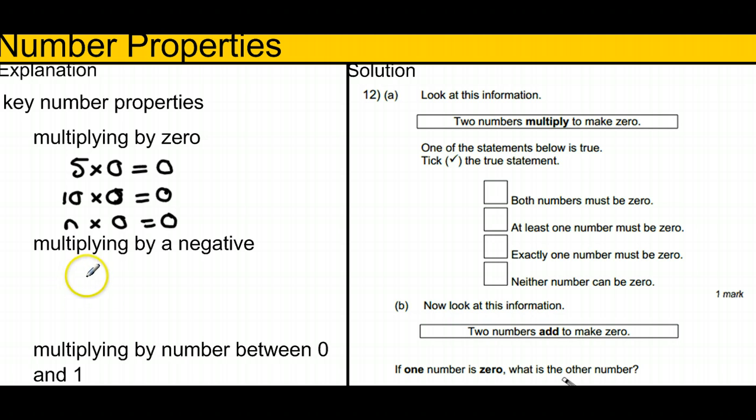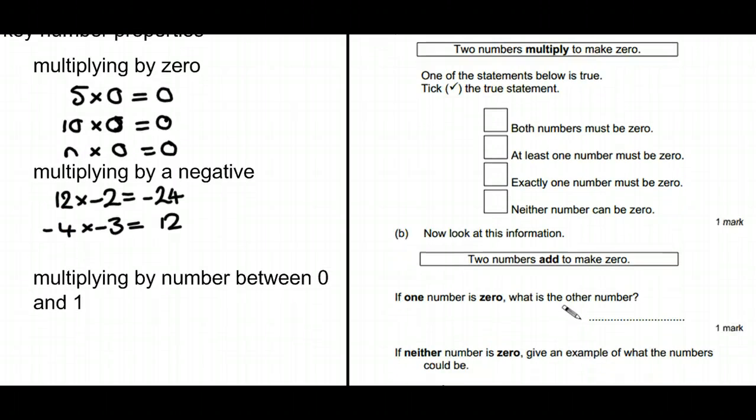Also, multiplying by negatives is quite important. If you take a positive number and multiply it by a negative number, then you're going to get a negative answer. And if you take a negative number and multiply it by a negative number, you get a positive answer. And those are the properties you also need to be aware of.